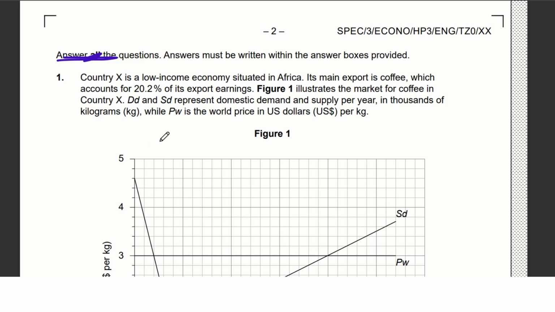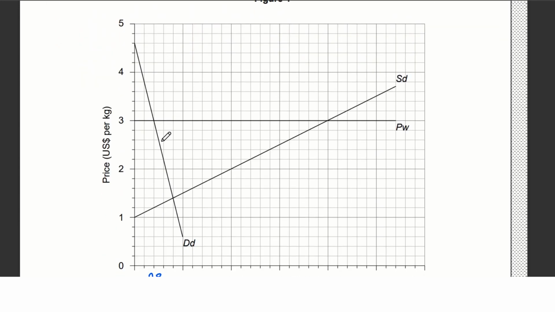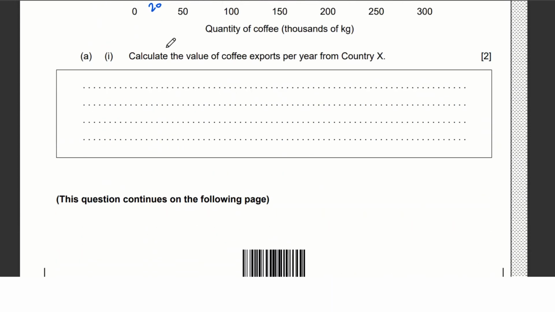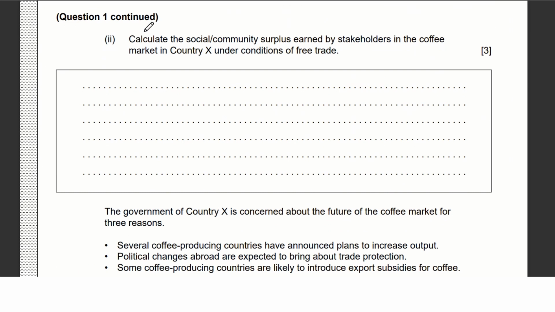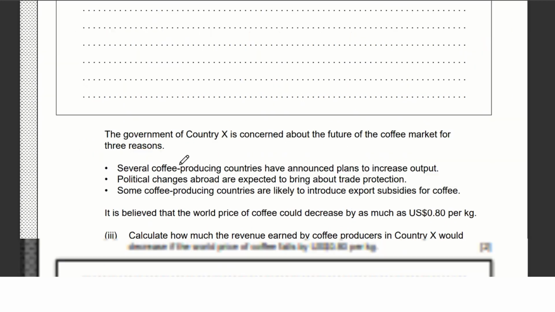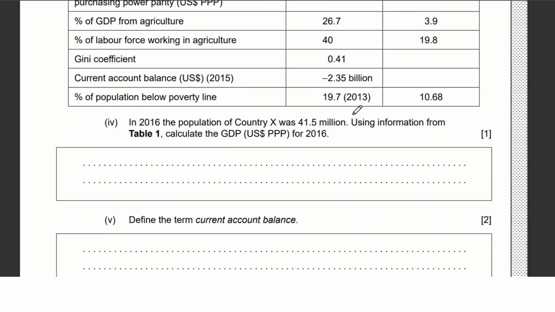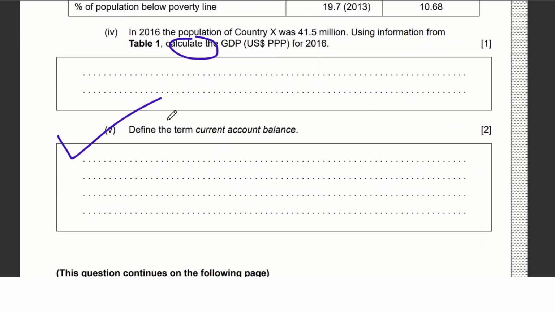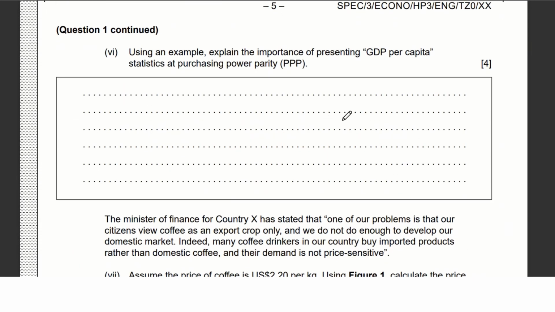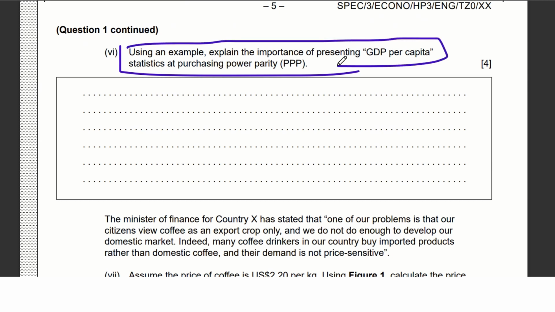Okay, see, remember here also you can decode how many marks they are asking. Look at here, calculate 2 marks and calculate 3 marks, so totally 5 marks now, and calculate 7 marks, and here you can calculate 8 marks, and the term define, look at here, there is a change, define the term current account balance. So already 8 marks is mathematical related part, and explain here, explain using an example, explain the importance of presenting GDP per capita statistics at purchasing power parity.